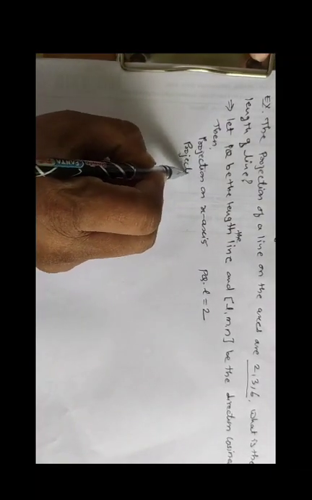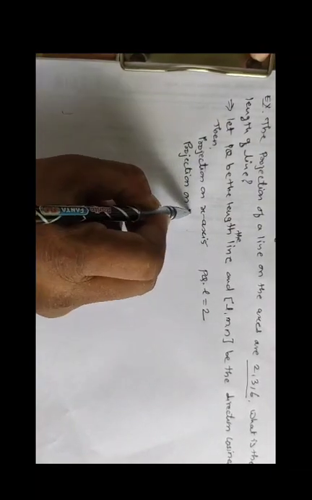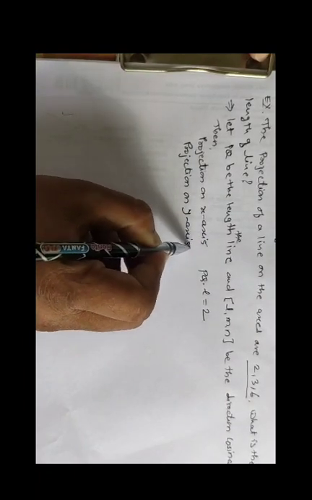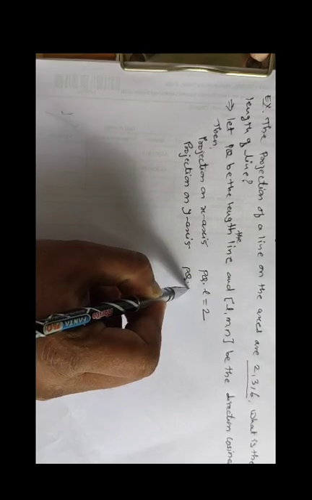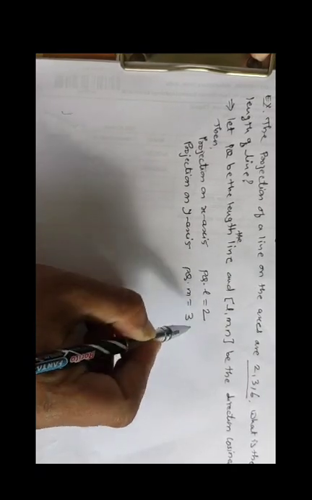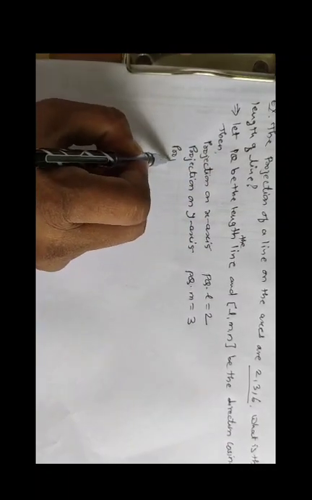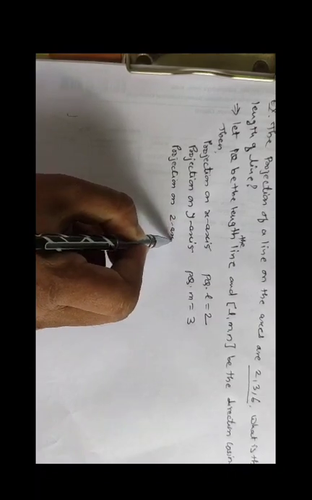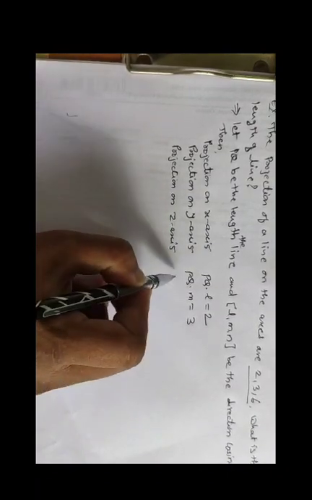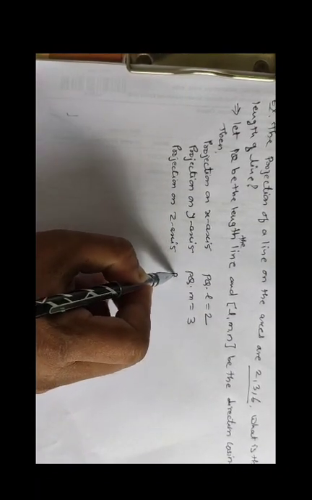Then the projection on the y-axis is PQ into M, and it is given as 3 units. The next is the projection on the z-axis, and the projection on the z-axis is PQ into N, which is equal to 6.